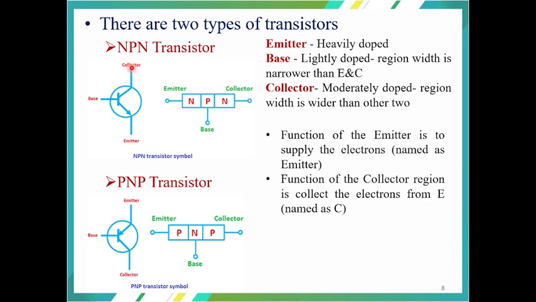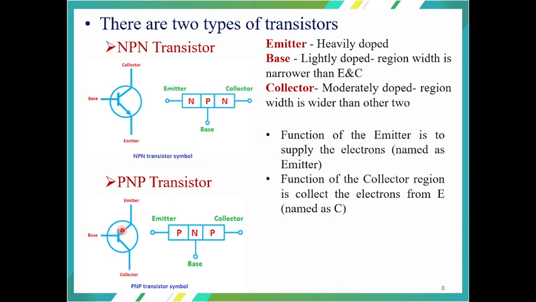This is the symbol of the NPN transistor. It has three terminals: collector, base, and emitter. The arrow is outward projected, which indicates the emitter for the NPN transistor. When we talk about the PNP transistor, the arrow mark is inward projected, so the emitter region is inward projected.